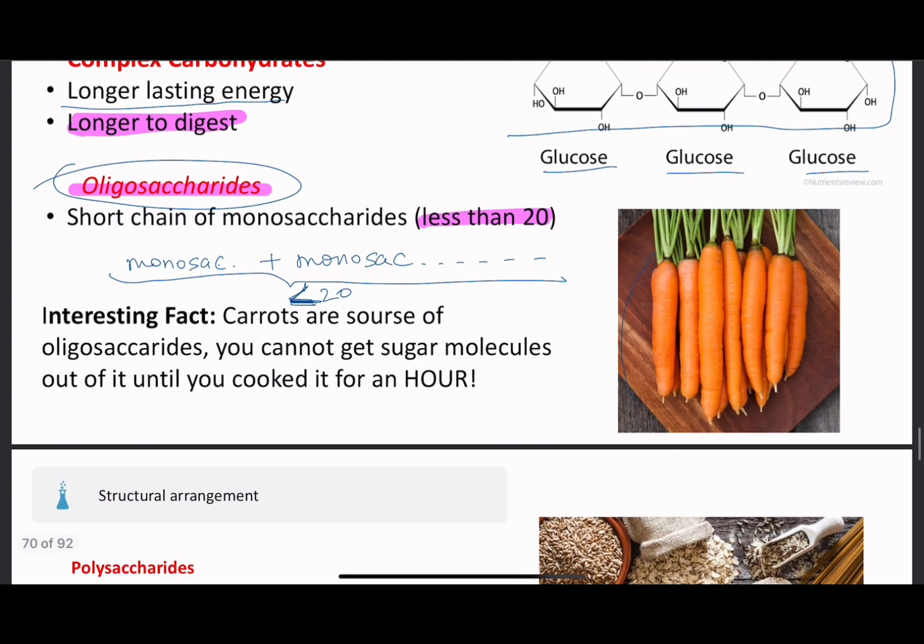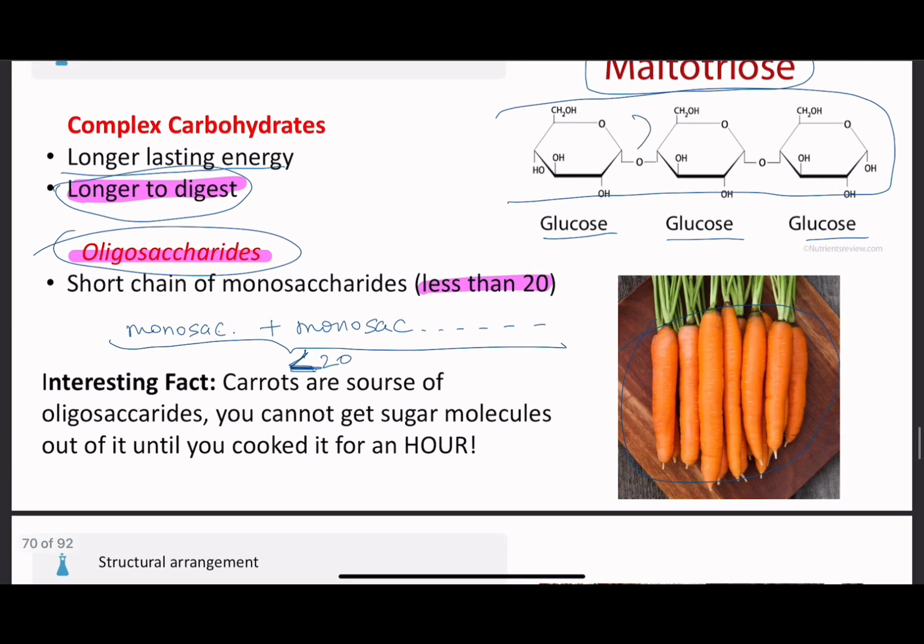Oligosaccharides we have inside, for example, carrots. If you eat the carrot, it does not digest right away. It takes long time, right? That is why, because we need to break down these glucoses in our body. That's why it is taking longer time for us to digest them. And they have a longer lasting energy due to that. Okay?